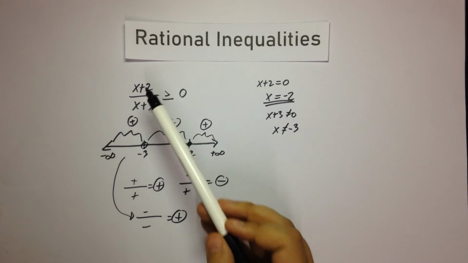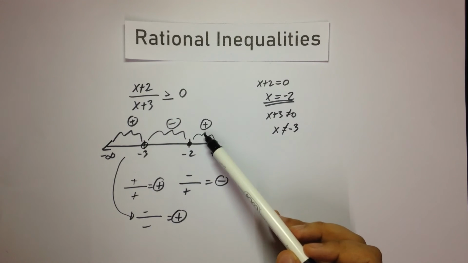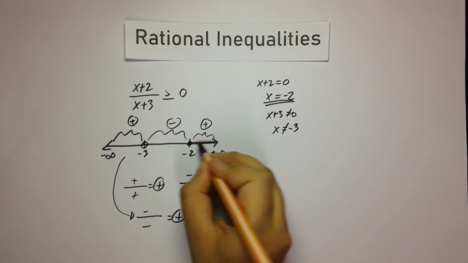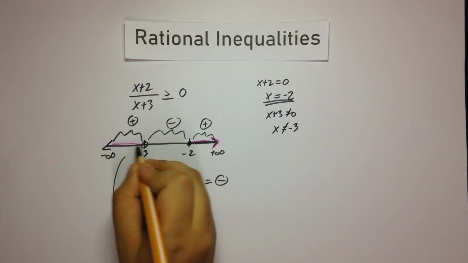Now we want the fraction to be greater than or equal to 0. That means we're looking for a positive region. So we're going to shade this region and this region as well.